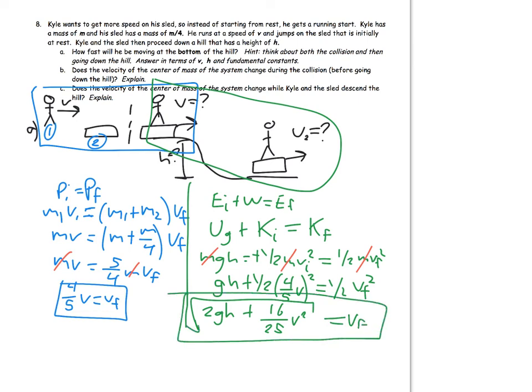The square root of 2gh plus 16/25 v squared, where that v is the initial velocity of Kyle right here.